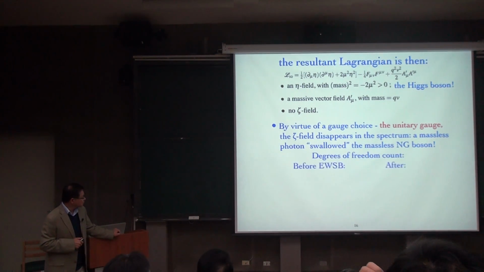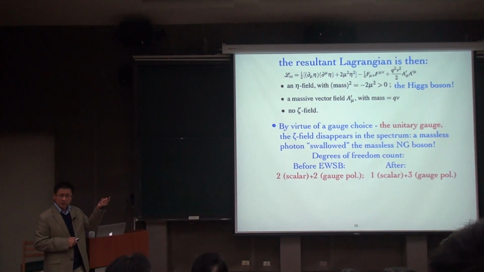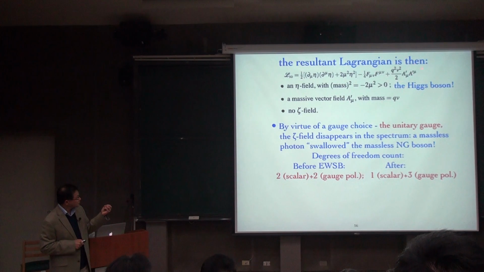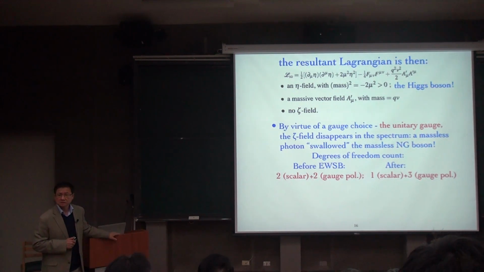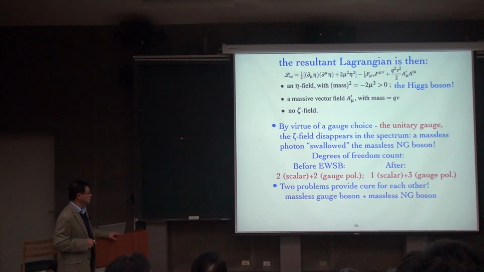So if you count the degrees of freedom here, this is before the electroweak symmetry breaking. If I have 2 scalars, one real, one imaginary, and the photon has 2 degrees of freedom, as we know, polarizations. But now it turns out, under this electroweak symmetry breaking, there's only 1 scalar degree of freedom left, that is the Higgs. And 3 degrees of freedom, the exact match for the massive gauge field. Now you see these 2 different problems help each other to cure each other. So this is really amazing magic.